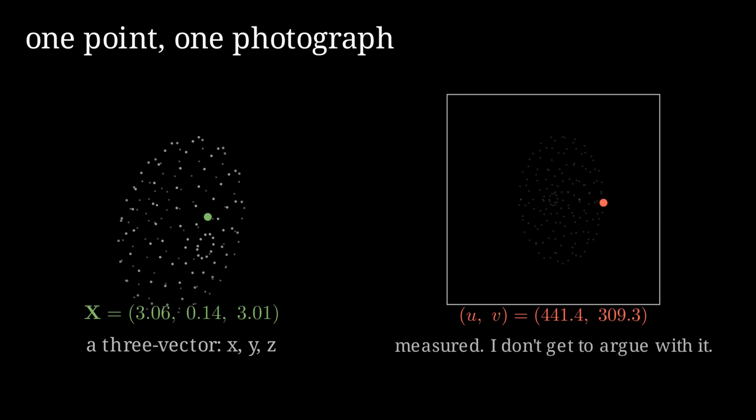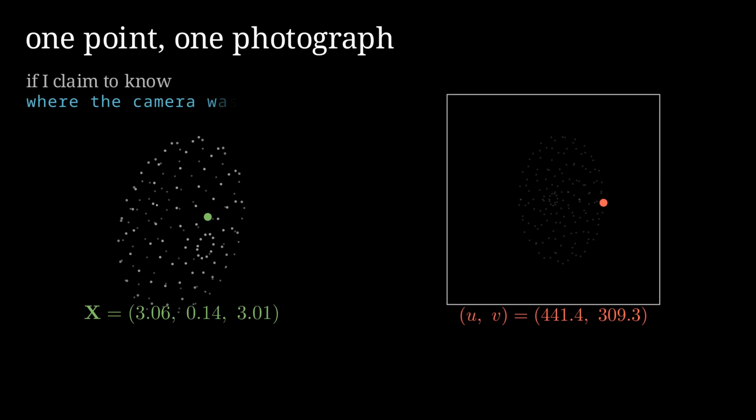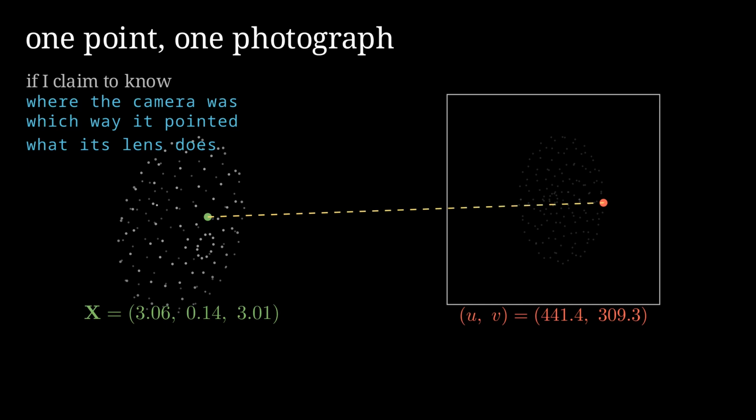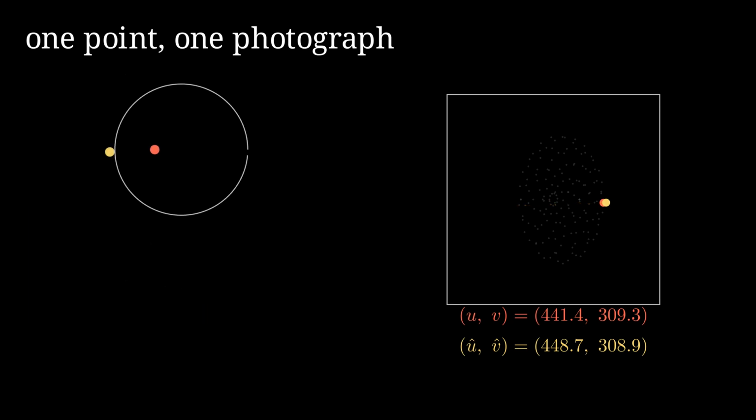It's measured. I don't get to argue with it. Now the other half. If I claim to know where the camera was standing, which way it was pointing, and what its lens does, I can work out which pixel that corner should have landed on. That's projecting it. 3 numbers in, 2 numbers out. A prediction. So, 2 dots for one corner. The one the detector measured, the one my model predicts.